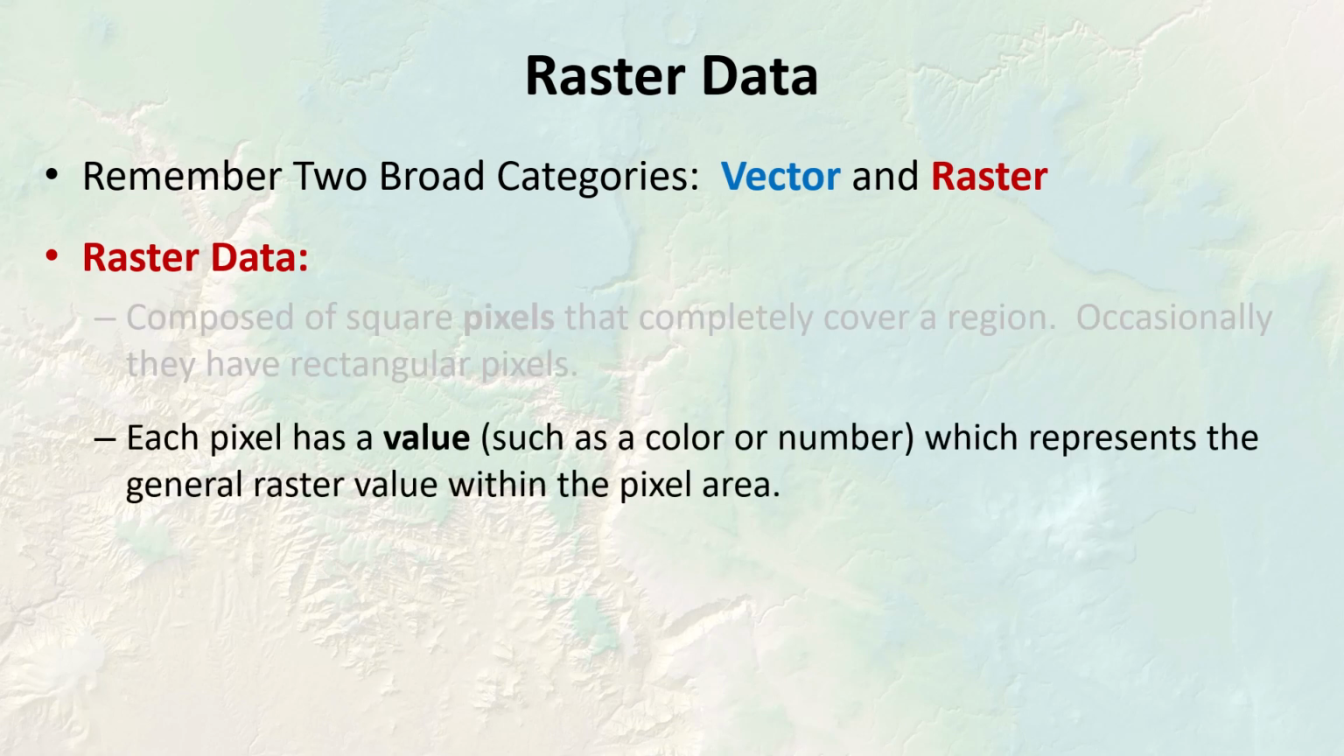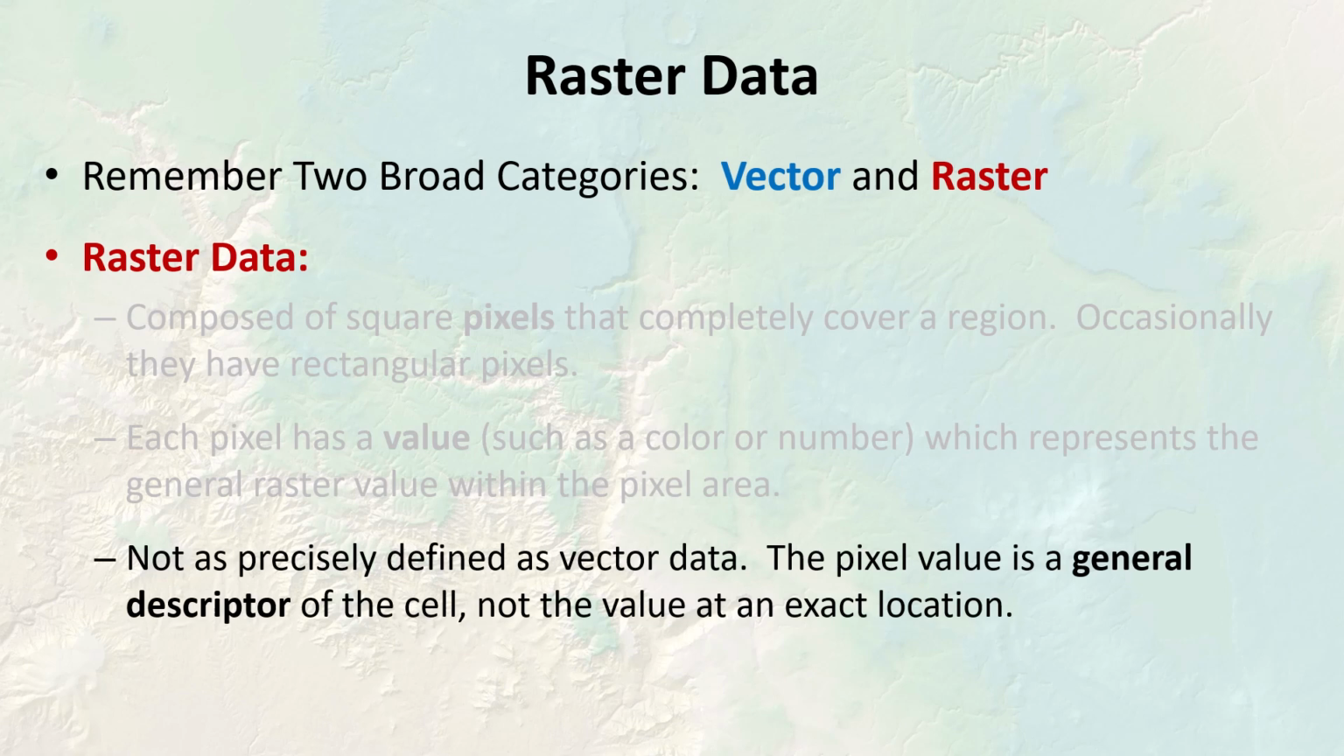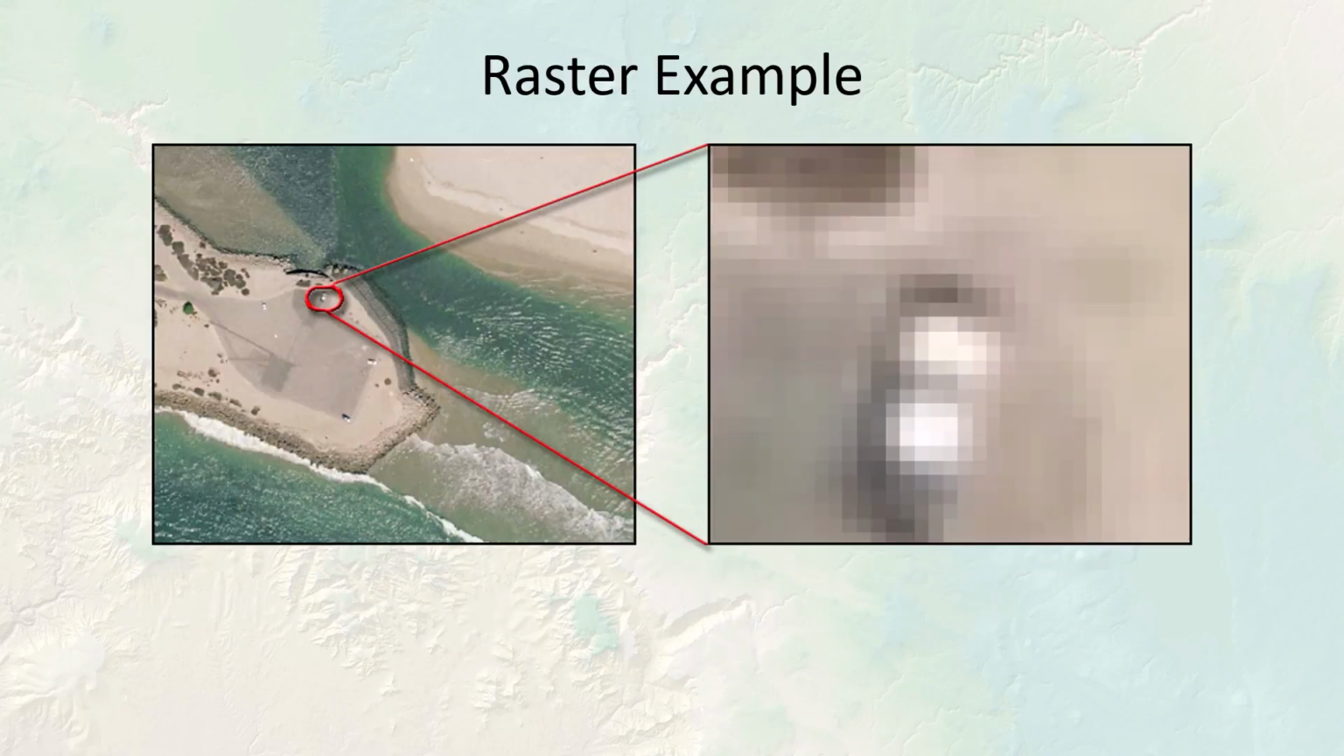Each pixel has a value, and all pixel values are actually numeric, but sometimes we interpret them as colors. And they represent a general value within the pixel area. Now, raster data in general are not nearly as precisely defined as vector data, nor should they be understood that way. Pixel value is just a general descriptor of the cell. It's not the value at any exact location.